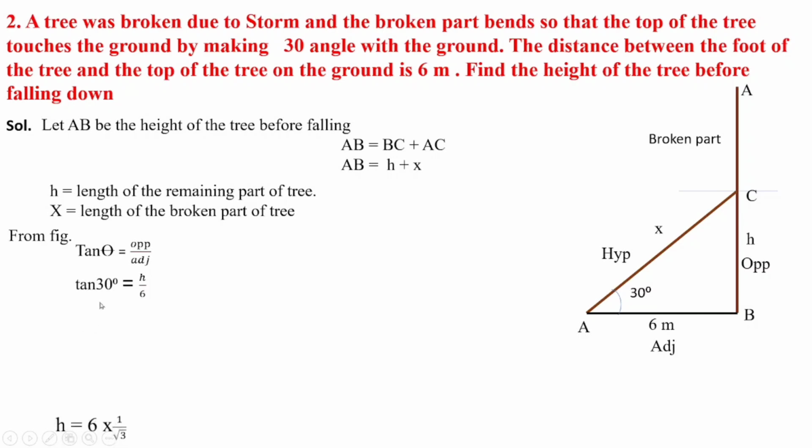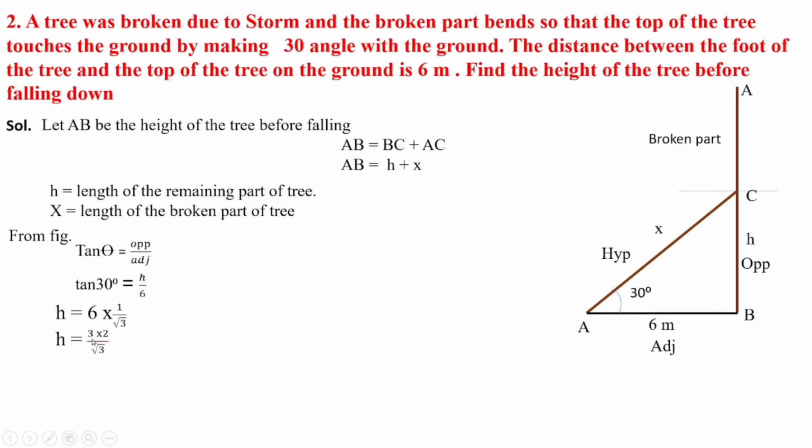Now what is the value of tan 30? Tan 30 is 1 by root 3. If I rearrange the terms and take 6 in the numerator, it is 6 into 1 by root 3. On simplification, what do I get? 6 divided by root 3. I can write this 6 as 3 into 2, and the root 3 stays as it is.